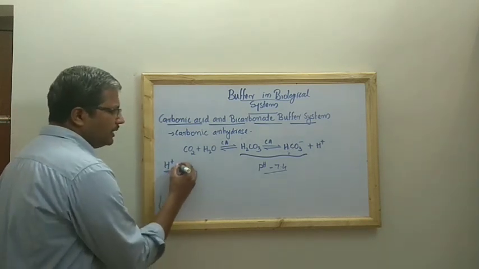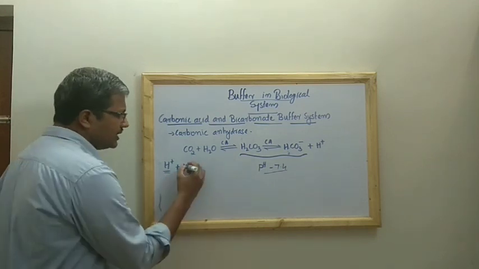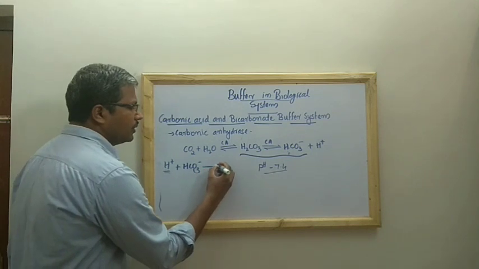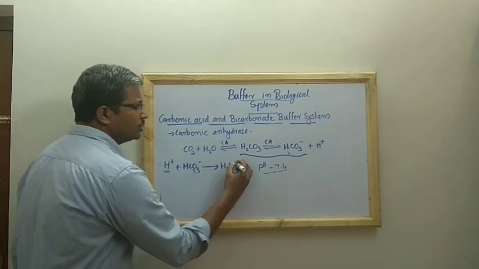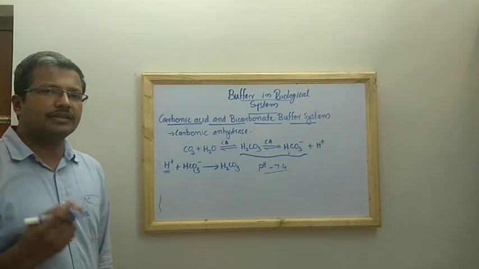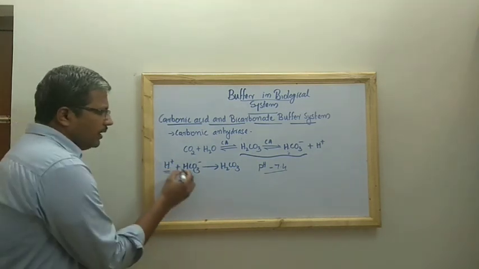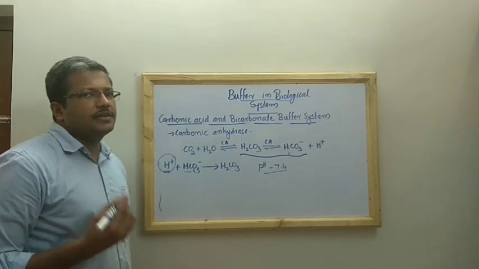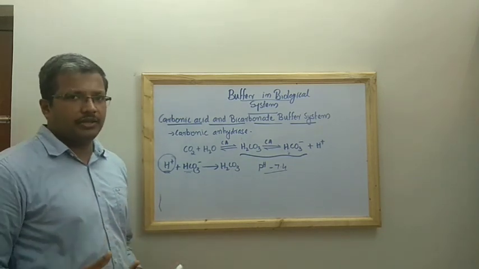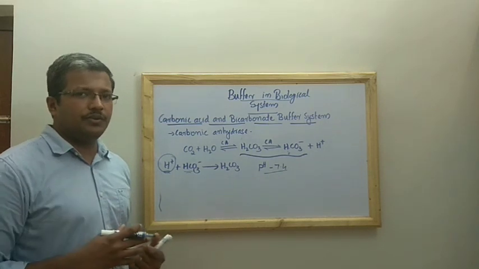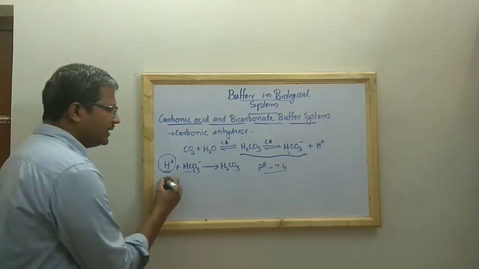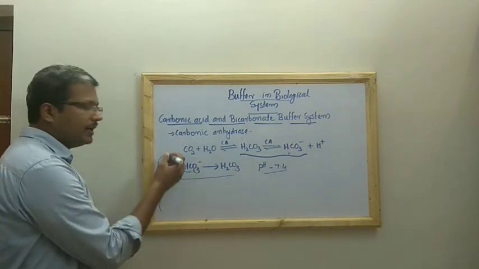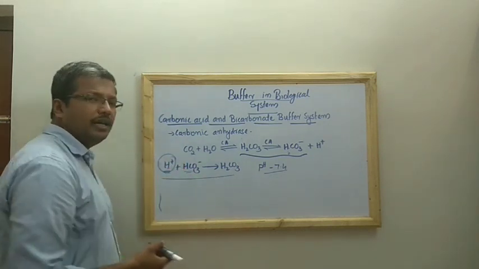This H plus will be taken by the HCO3 minus, and as a result, what will happen? It will be forming H2CO3. Carbonic acid will be formed. So this particular thing is actually consuming the extra H plus ions that are formed as a result of any chemical reaction, which can decrease the pH. That decrease in pH is blocked by HCO3 minus by combining with H plus ions and forming H2CO3, or the carbonic acid.